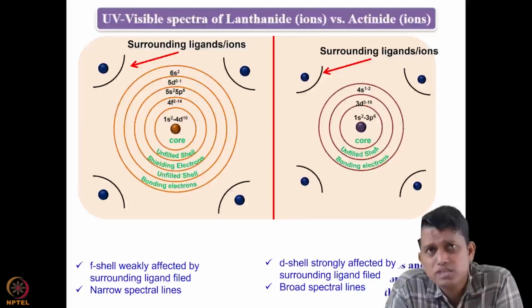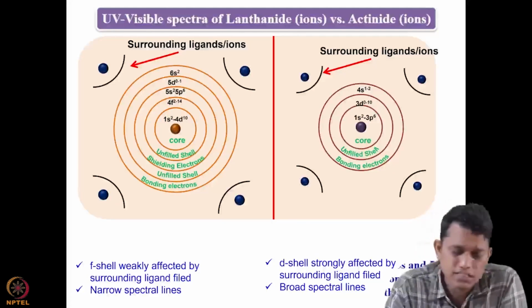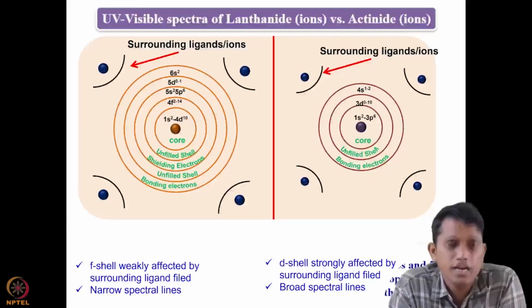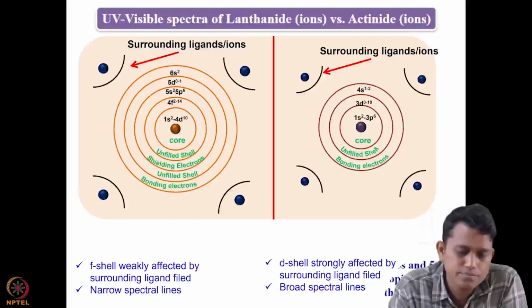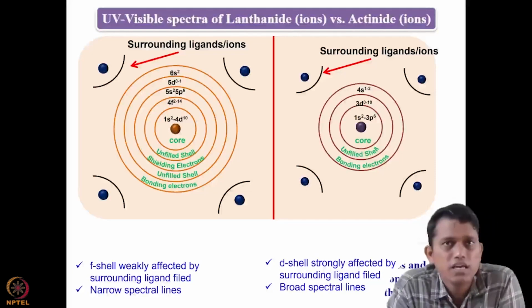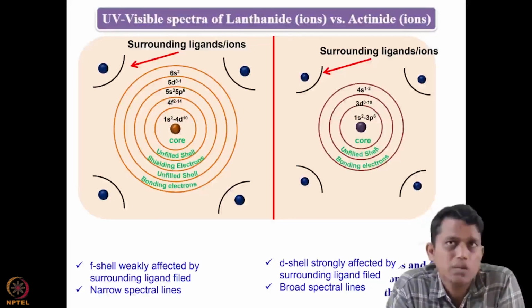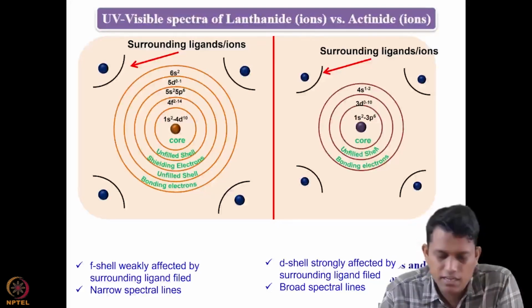Why? Because the 4f shells are weakly affected by the host ions or the ligands outside. You have filled 5s2 and 5p6 orbitals, and the f orbitals are inside, so they do not see much of the outer environment. Because of that, the transitions are quite sharp compared to the d block elements. But if you make an internal comparison between lanthanides and actinides, lanthanides use 4f and actinides use 5f.